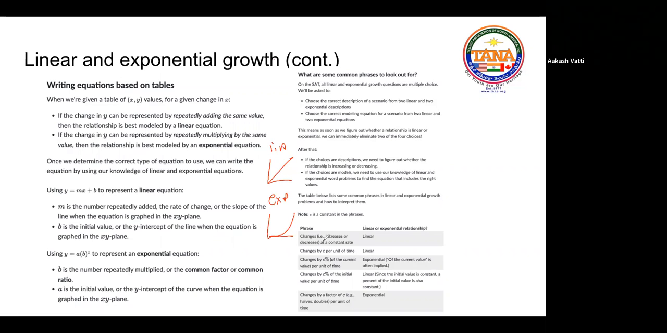Don't be confused by this, because the initial value is constant and doesn't change. Taking C percent of a number that doesn't change always results in the same number, and so it always increases by the same amount. "It changes by a factor of C," for example, halves or doubles per unit of time, almost always means exponential. Any questions about this slide?